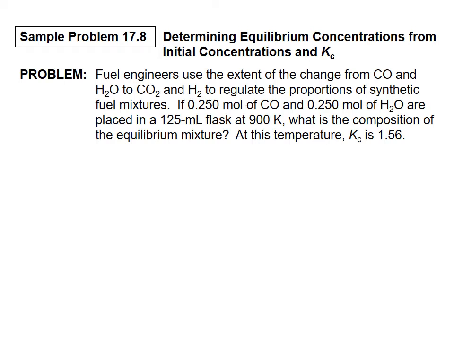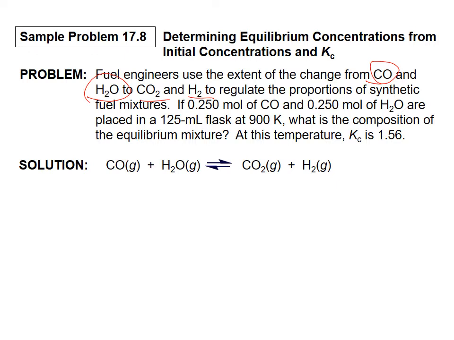Sample problem 17.8. Engineers use the chemical reaction of carbon monoxide and water to make carbon dioxide and hydrogen gas. So let's first write the reaction and balance it. So this is the balanced reaction. Reactants are carbon monoxide and water. Products are carbon dioxide and hydrogen.